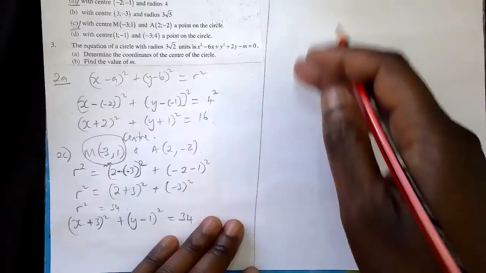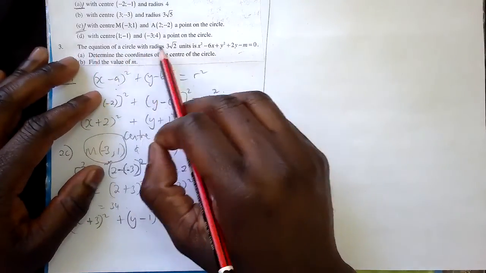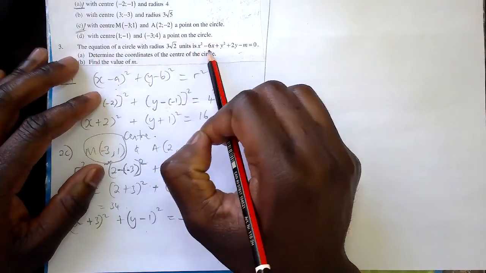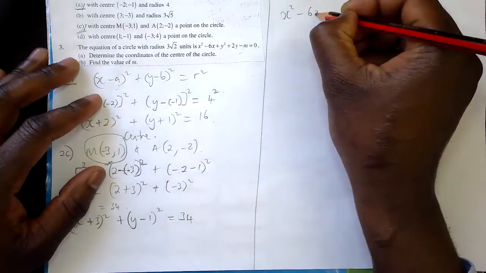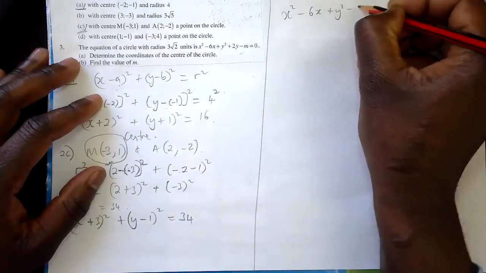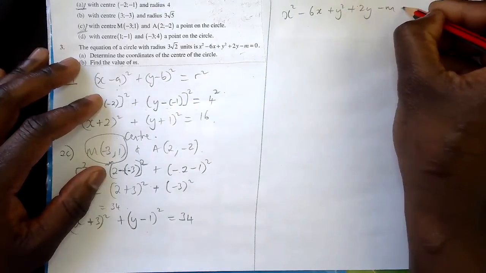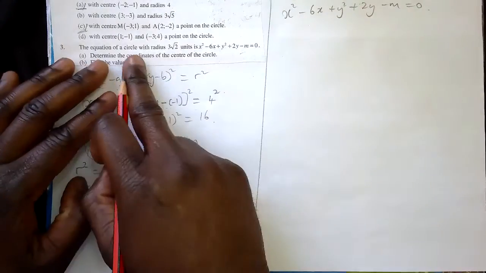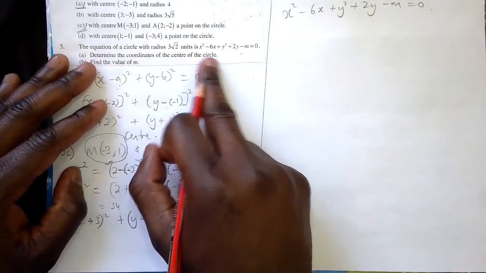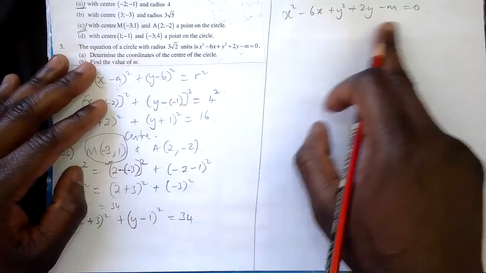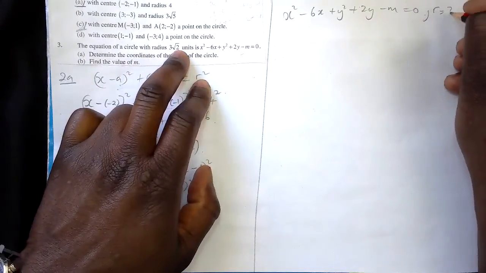You don't use the coordinates on the circumference. Now, we are given the equation of the circle with radius that units: x squared minus 6x plus y squared plus 2y minus m is equal to 0. Now, determine the coordinates of the center of the circle. So here we are told that the radius R is equal to 3 root 2.